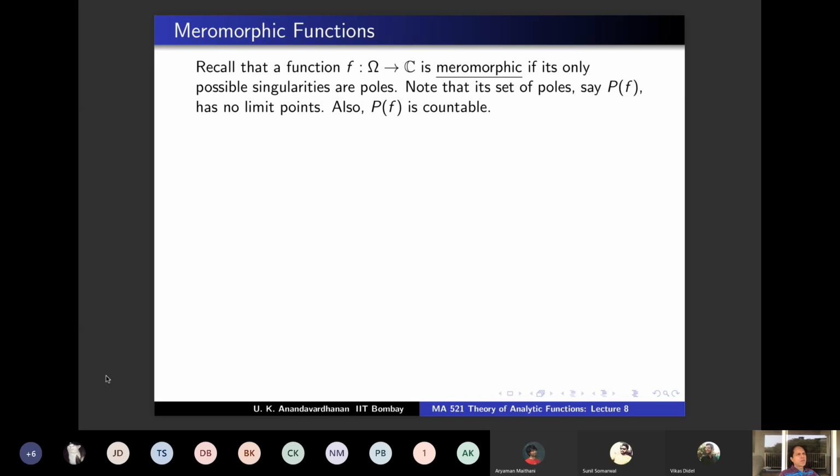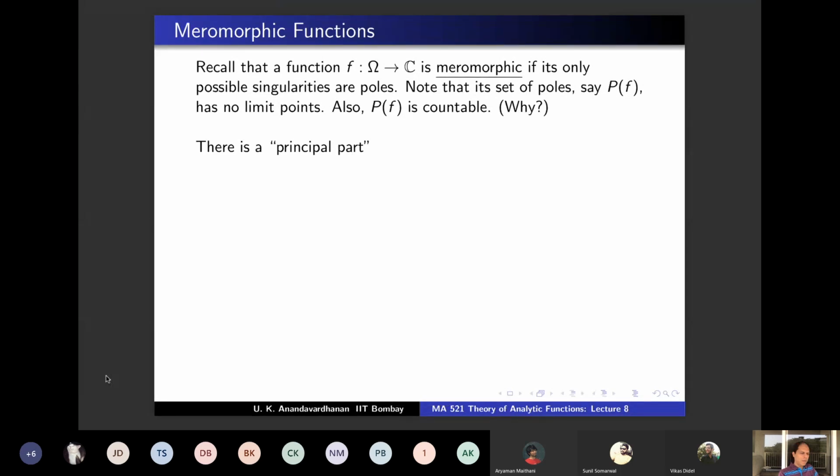Once you can do that, it follows that this set is countable, because you can write omega as a countable union of compact sets. In fact, you can write it as a countable union of increasing nested compact sets. In each of these compact sets, because of no limit points, there will be only finitely many poles. And because it's a countable union of compact sets, the set of poles is countable. So, compact exhaustion.